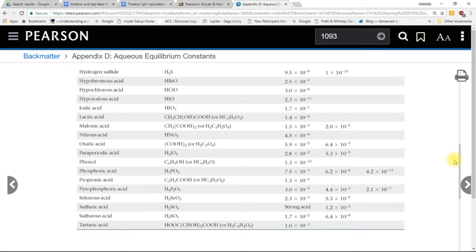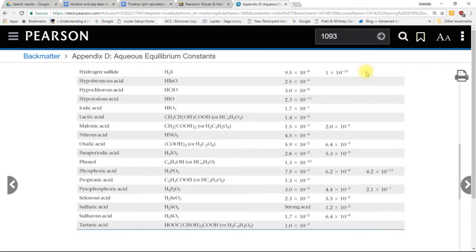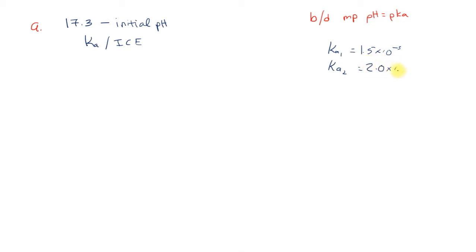Okay, so through the magic of the internet, I am able to find this. Okay, so I don't remember what I was saying because I got interrupted, but here's malonic acid, and here's Ka1 and Ka2, so I'm just going to jot those down. Ka1 is 1.5 times 10 to the -3. And Ka2 is 2 times 10 to the -6. Okay, so I don't know why the negative signs aren't coming up. There we go.